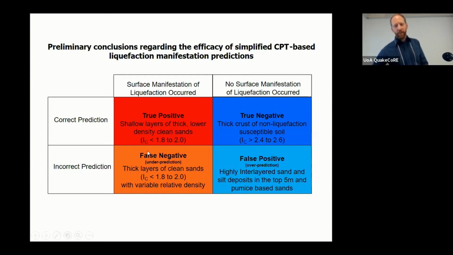The false negative sites have thick layers of clean sand, but with variable relative density. Some soil layers are liquefying, some are not, but the layers that are liquefying are affecting the layers that are not, resulting in more liquefaction than we're actually predicting. For the true negative sites, there are two reasons: either the soil is quite silty and plastic throughout the entire profile, or the soil profiles are very dense. And for the false positives, it's highly interlayered systems, particularly within the top 5 meters.